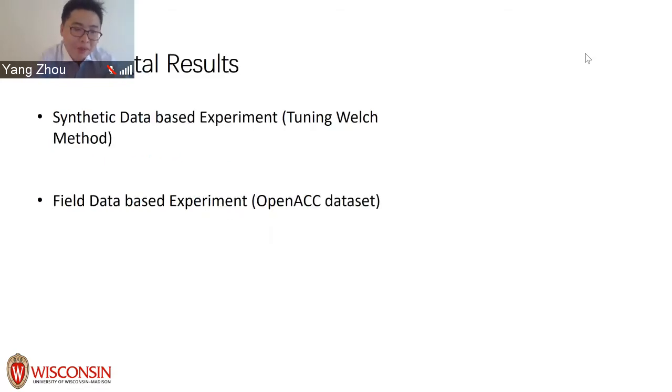For the experiments, there are two sections. The first one is the synthetic data-based experiment: since we apply the Welch method to estimate the cross spectrums and auto spectrums, we need to tune the Welch method to find parameters suitable for this research analysis. The second one is the field data-based experiment, where we apply the open ACC data collected in Europe. So let's first come to the synthetic data-based experiment.